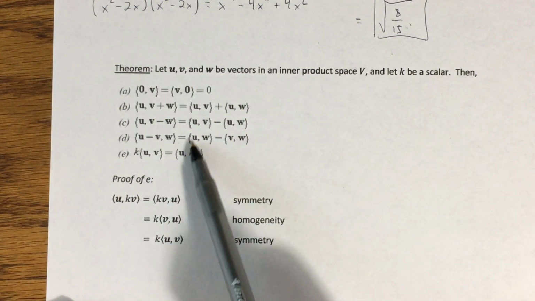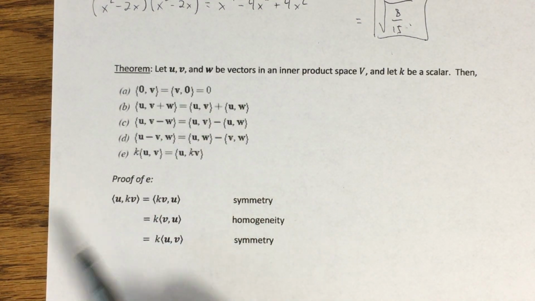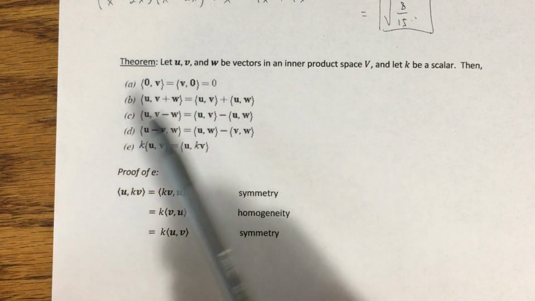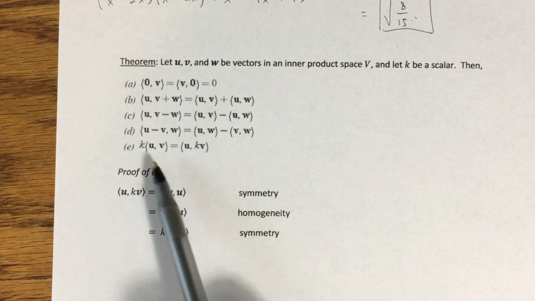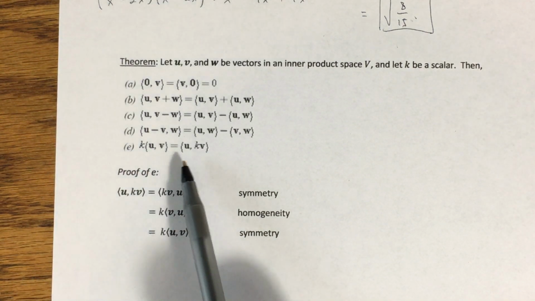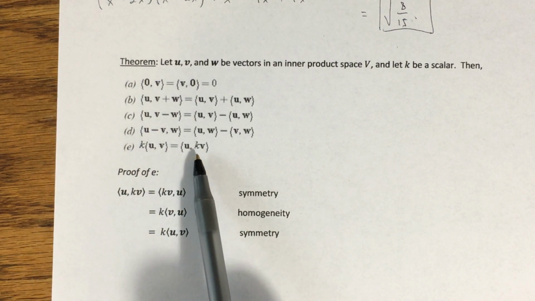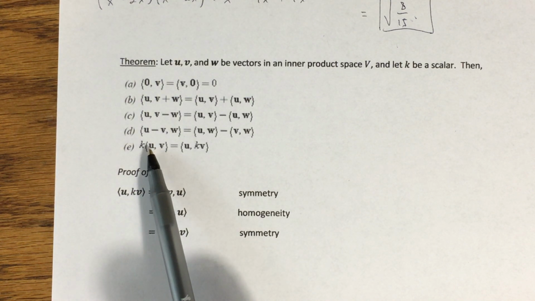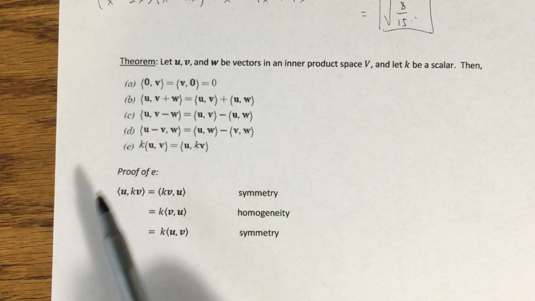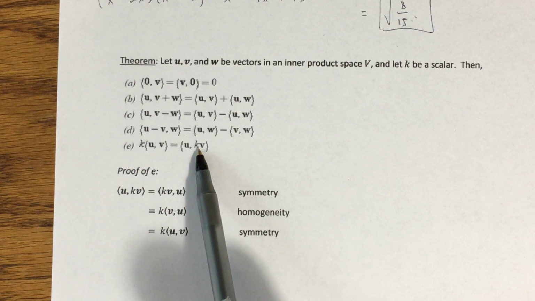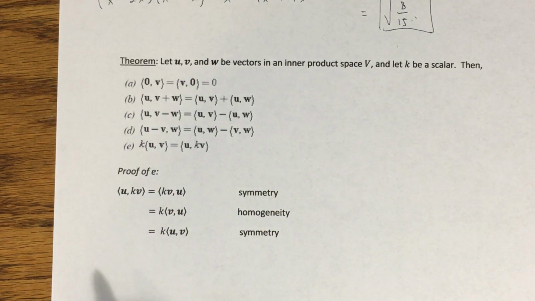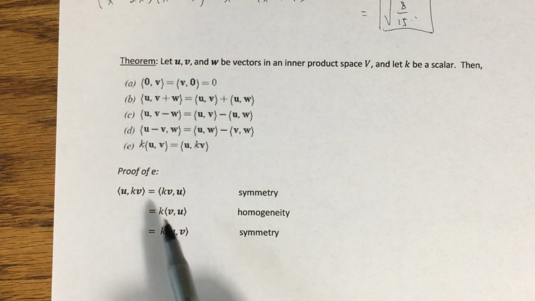So 5 properties here, all really useful for algebraically working with inner products, but the proofs are all fairly straightforward. We're just going to look at the proof of one of them, for E. Notice this is similar to the homogeneity property, but the difference is that k is not being brought out of the first component like it is in the definition of an inner product. It's being brought out of the second component. The k comes out. So we need to prove this using only the axioms that define an inner product.